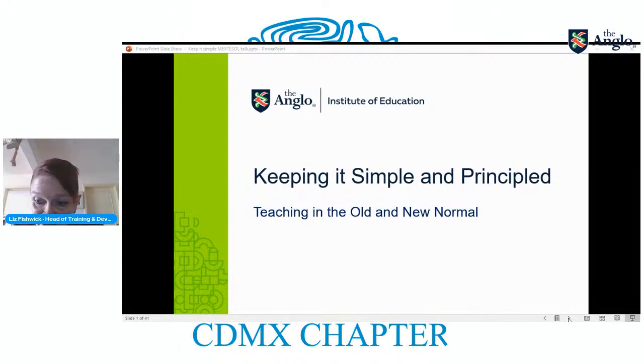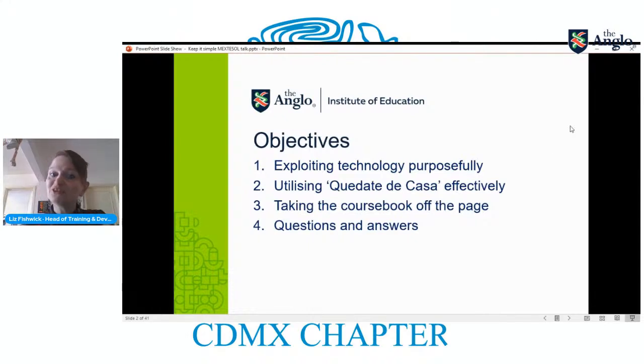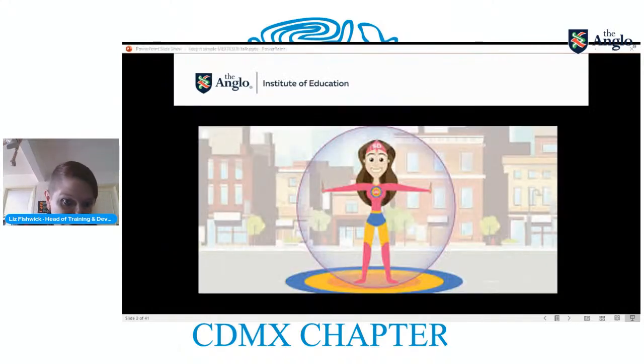Okay then, so my session has these objectives. We're going to look at exploiting technology, but purposefully. We're going to be looking at utilizing stay at home effectively. There is a lot of benefits to this. We're going to be looking at how to take the course book off the page, and we'll have time for questions and answers afterwards.